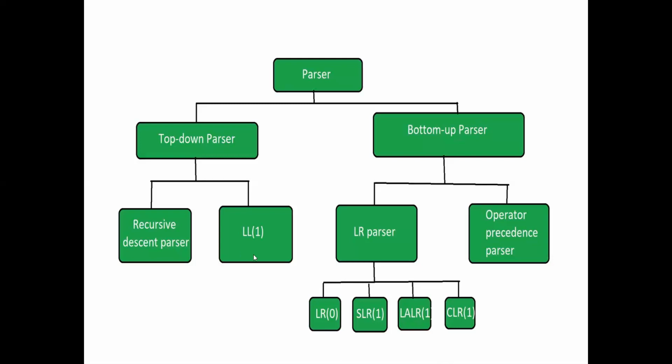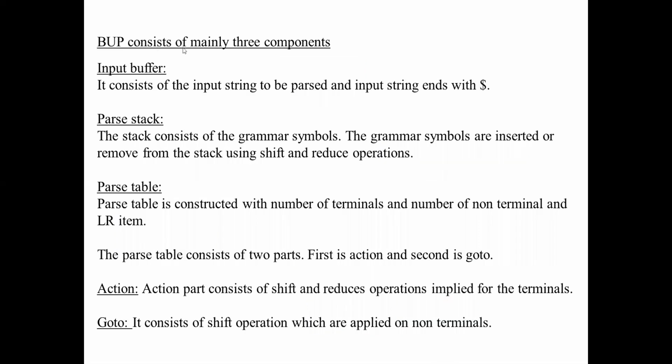Now, move further some basic concepts regarding the LR0 parsing. If you remember, in LR1 we find out the first and follow. So in this parsing LR0, we construct some different type of functions that is called the goto and closures, right? So move further now. In bottom-up parsing consists of mainly three components.